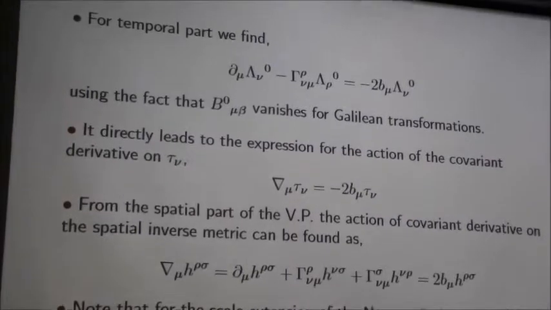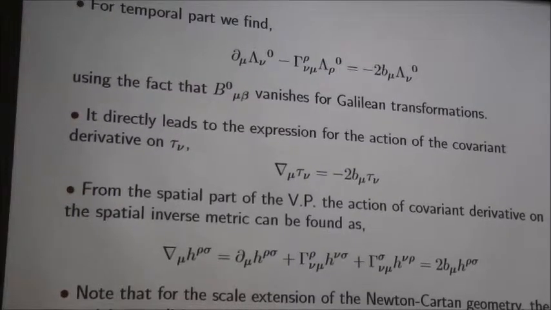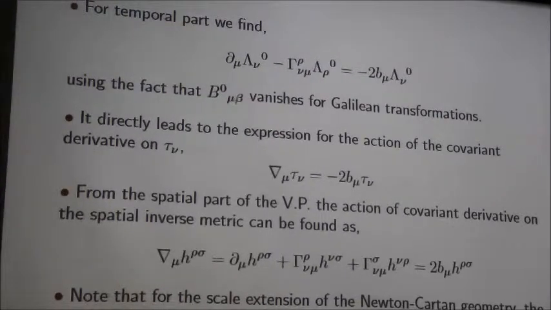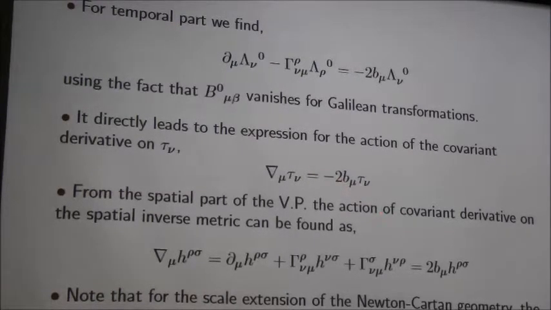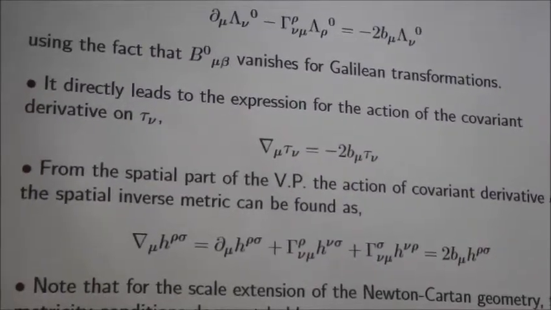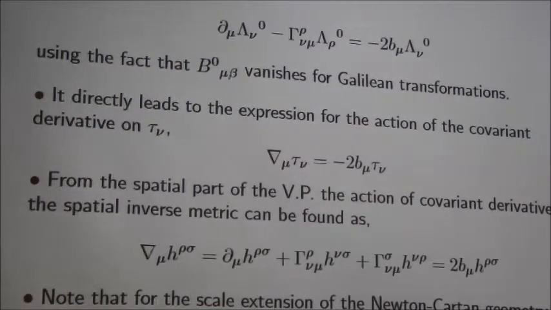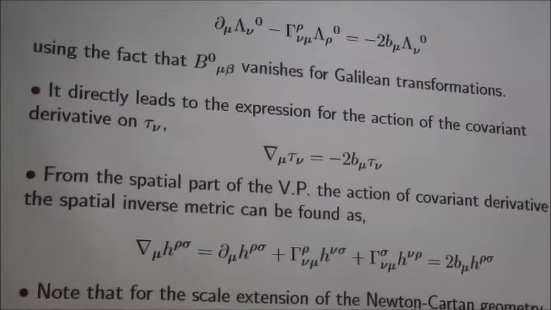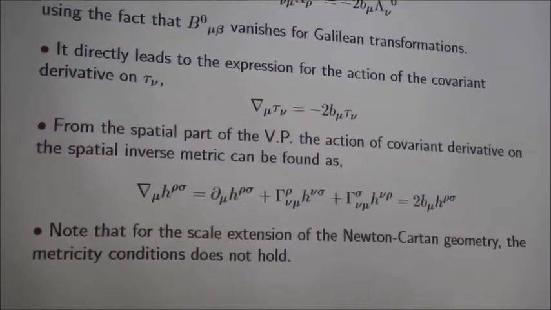So from the vielbein postulate, after a little modification, we can get that the temporal part behaves in that way. And it's already discussed that B0 mu vanishes for the Galilean transformation because there is no boost in the time transformation. So it directly leads to how the covariant derivative acts on the temporal one-form and gives this relation. For the Newton-Cartan geometry, we have already found that this is equal to 0, so that gives a metricity condition. But here, due to the incorporation of scale transformation, non-metricity is generated, which is expected from the relativistic case also. There also the scale transformation gives non-metricity.